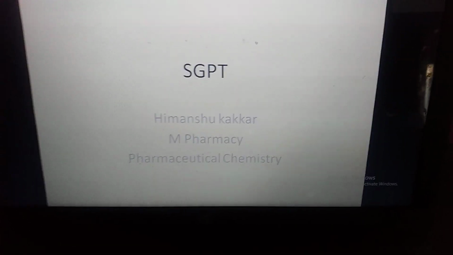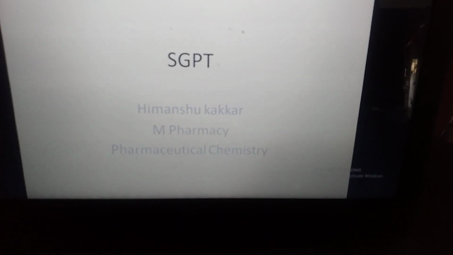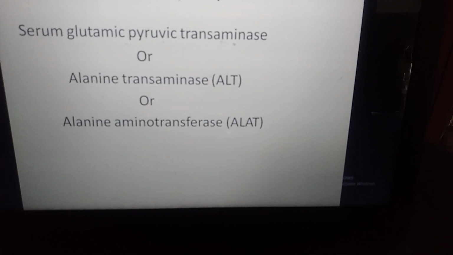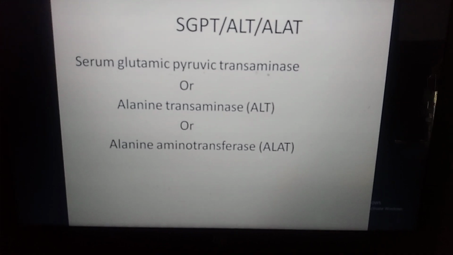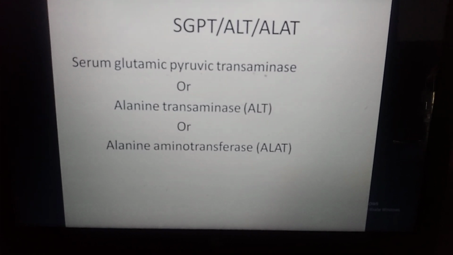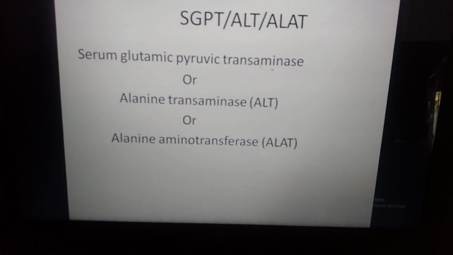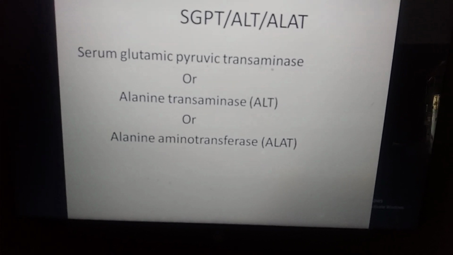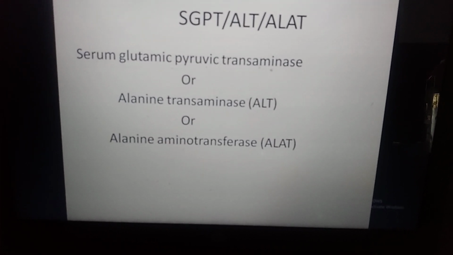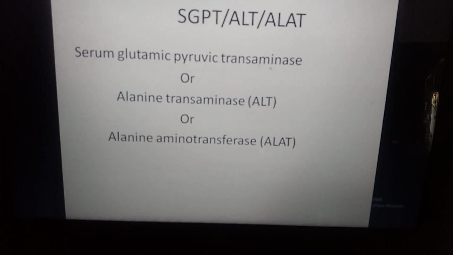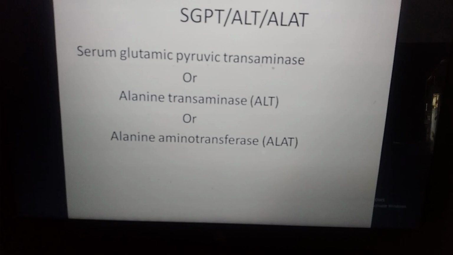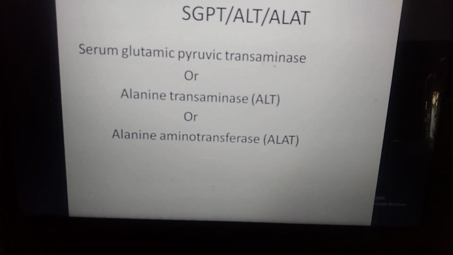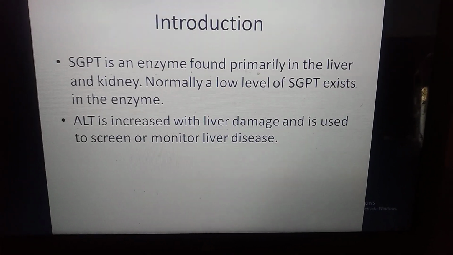Today I will discuss the topic SGPT. First of all, another name of SGPT is ALT and ALAT. SGPT means serum glutamic pyruvic transaminase, or ALT means alanine transaminase. ALAT means alanine aminotransferase. First of all, introduction.